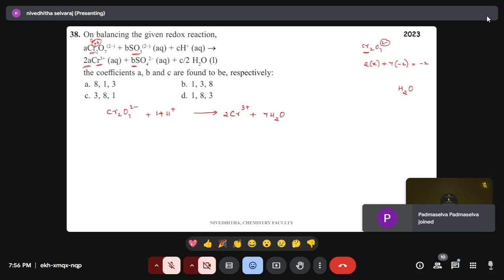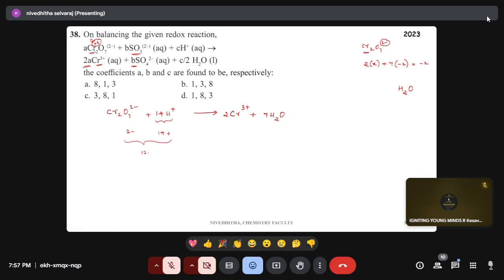So on the left side, how many charges do I have? Here in Cr2O7 2 minus, I have 2 negative charges, and in one H plus ion, I have 1 positive charge. But here I have 14 H plus ions. So how many positive charges do I have? 14 positive charges. So totally in the reactants, I have 12 positive charges. Right here, this is 2 minus, and here this is 14 plus.